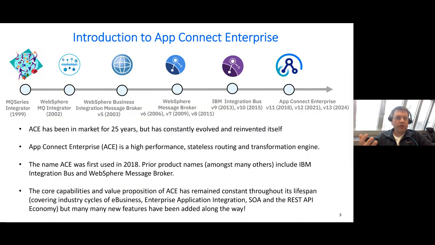So, a very fast introduction to ACE, or App Connect Enterprise, to use its full name. We've had a lot of different names over the years, and we've been around for quite a while, about 25 years. And as the chart says here, we have restlessly reinvented ourselves over that time period. Throughout that time, we've always been about routing and transformation, as you might expect from an integration engine.